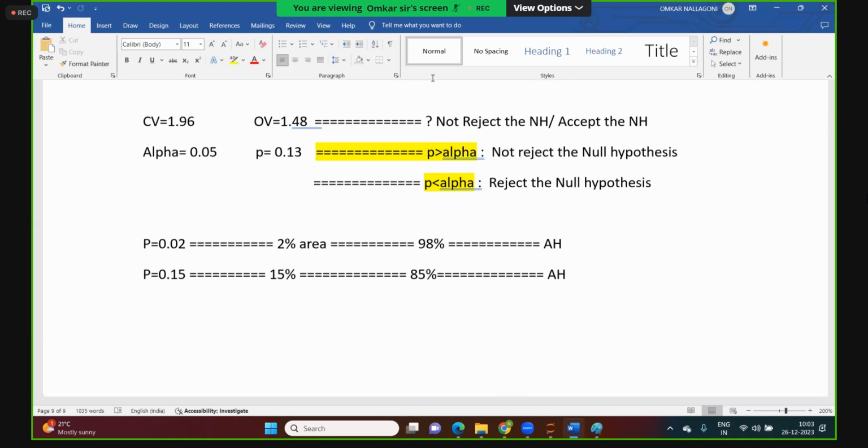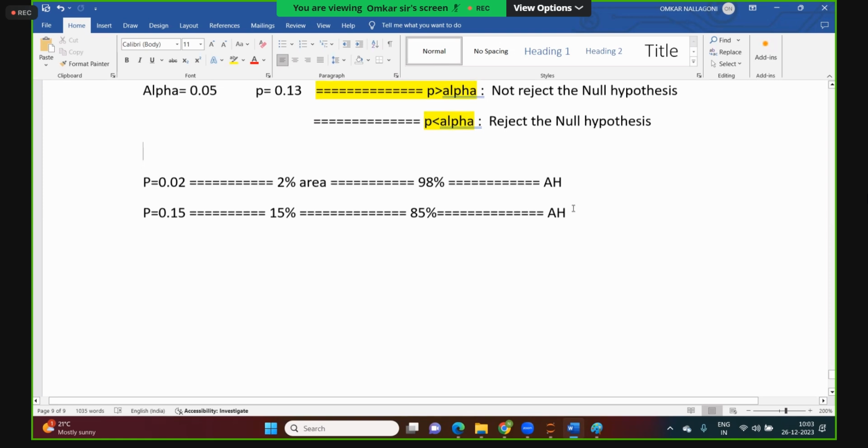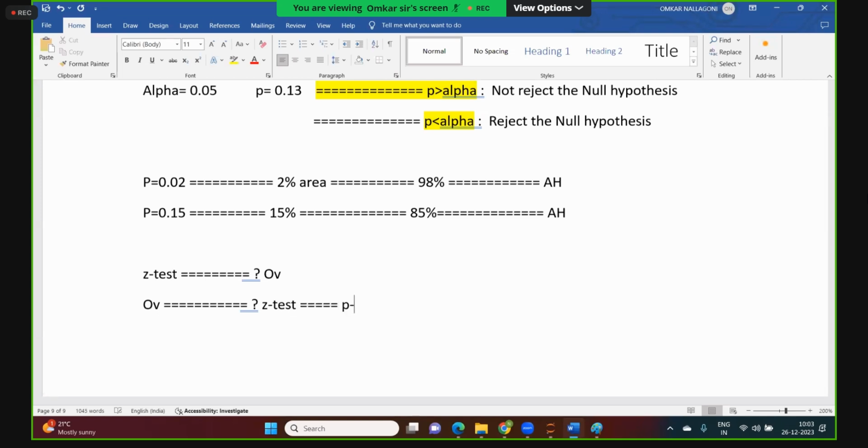Understood p-value? Understood, ma'am? I think you got confusion again. Now you explain to me, I will listen. Now by calculating the Z test, what will you get? First question, what will you get? Observed value, correct? From the observed value, what will you get? P-value. From the observed value, you go to the Z test, you check that area. Suppose P-value is equal to 0.15.